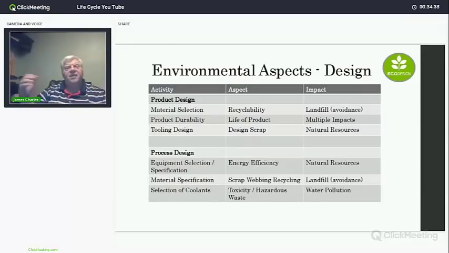So if we take a look at the design and engineering process, what are some of the activities that we do, and what could be some of the aspects that they create? Under our product design, our design people select a material to make our product from. The aspect of that decision or activity is the recyclability of our product.